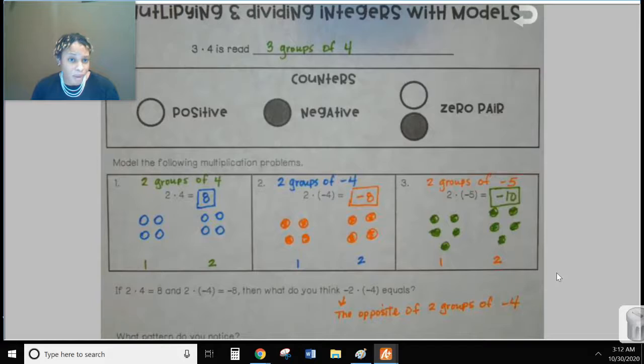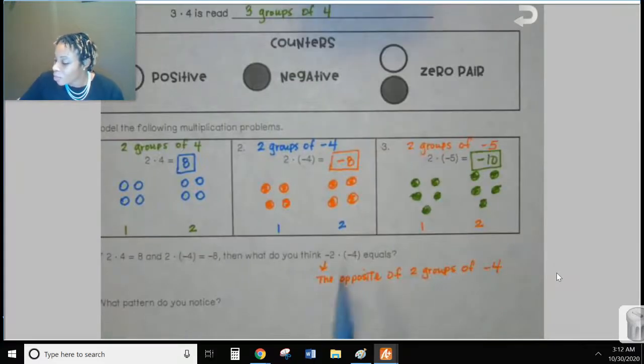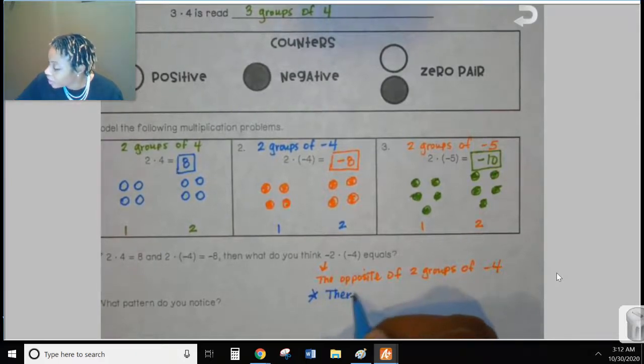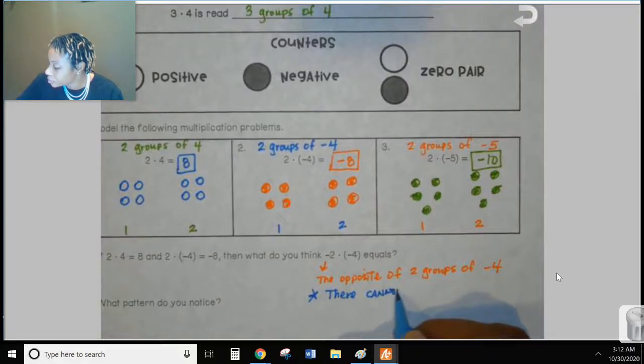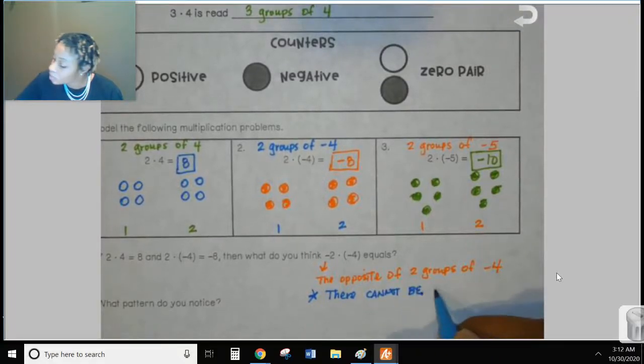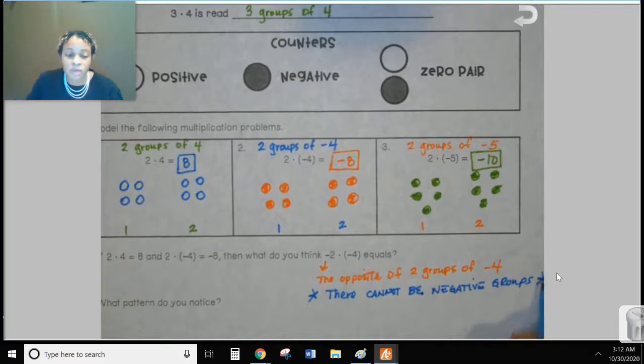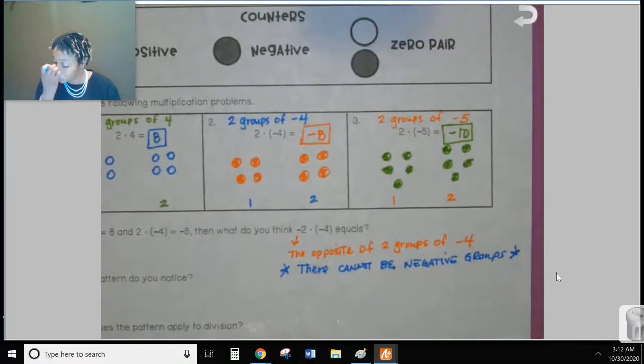So hopefully you thought about that, and what you came up with is you can't have negative groups, right? There's no such thing as a negative group. So that's why this is definitely read as the opposite of, right? Because you can't have negative two groups. So let's put a little reminder there. There cannot be negative groups.